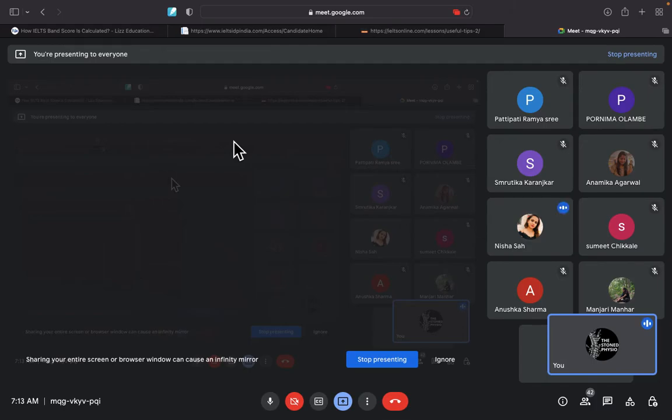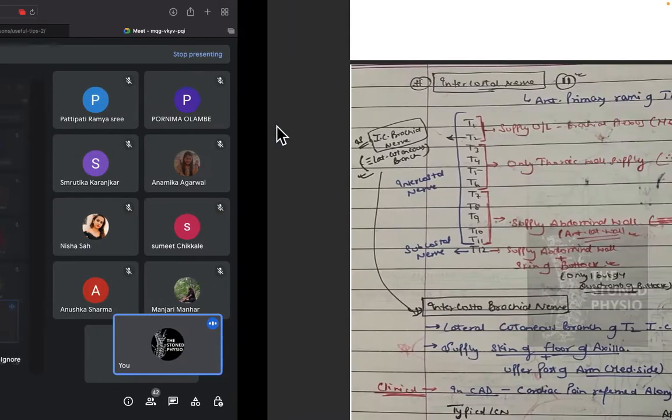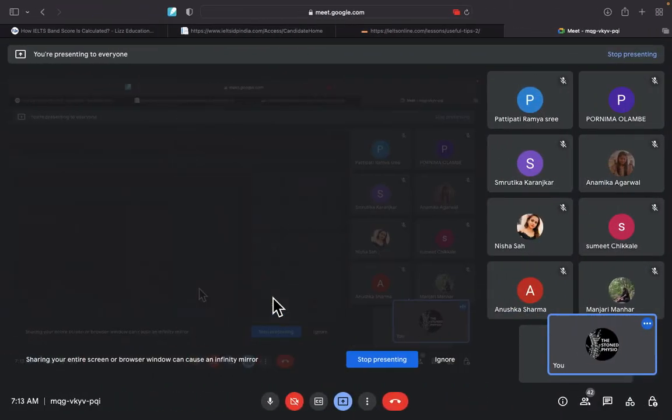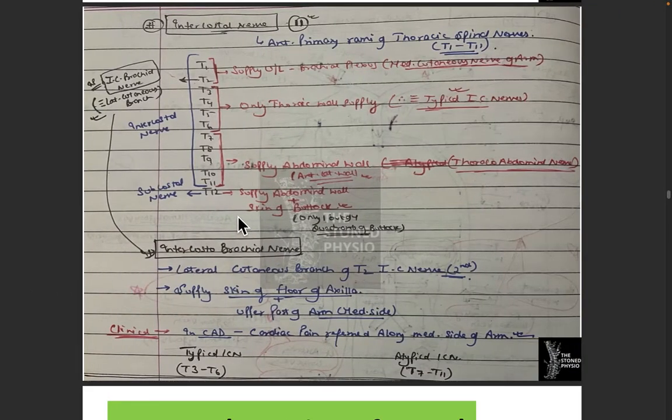The typical intercostal nerves are T1 to T6, because they supply only the thoracic region, and the atypical ones are T7 to T11. T12 has no relation with the thoracic region. It is called the subcostal nerve, and it supplies only the abdominal wall and the skin of the buttock, with no relation with the intercostal or thoracic region. So here we are supposed to talk about the intercostobrachial nerve.